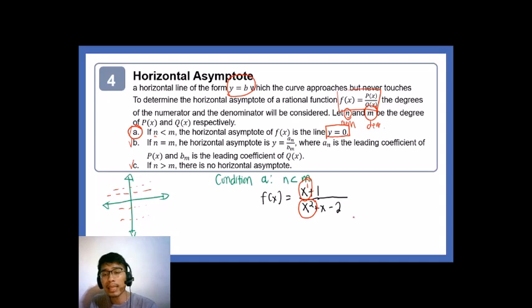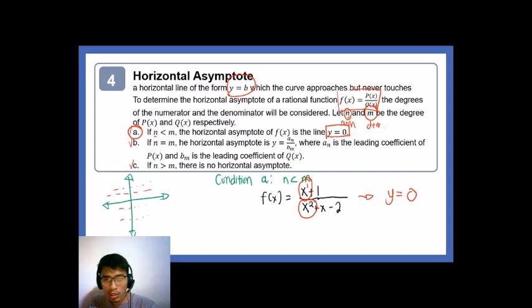Basically, that is the denominator. If the denominator is greater than the degree of the numerator, automatically your horizontal asymptote is y is equal to 0. So again, if your denominator's highest degree is greater than the highest degree of the numerator, automatically that is y is equal to 0.